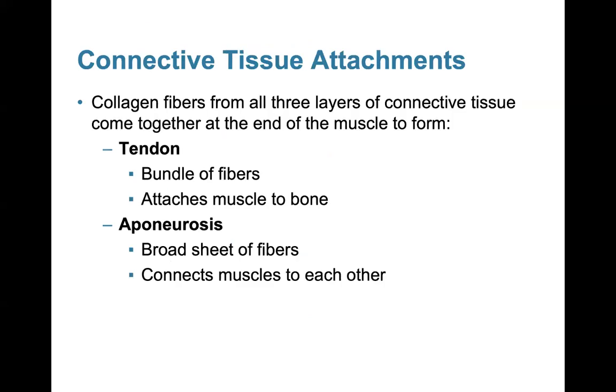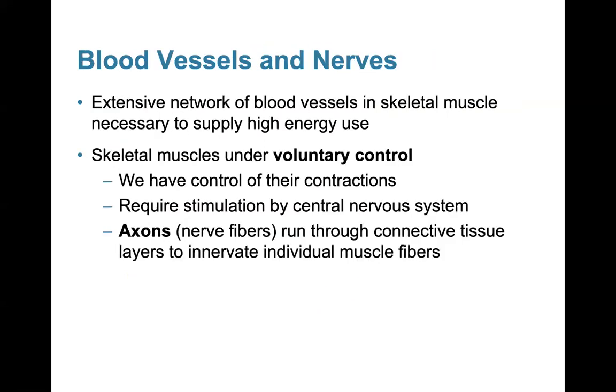So the connective tissue attachments, these are collagen fibers from all 3 layers of connective tissue that come together at the end of the muscle to form a tendon, which is a bundle of fibers, and it's going to attach the muscle to the bone, as well as aponeurosis, which is a broad sheet of fibers that connects muscles to each other. For the blood vessels and nerves supplying muscle, there is an extensive network of blood vessels in skeletal muscles that is necessary to supply the high energy use required by this tissue.